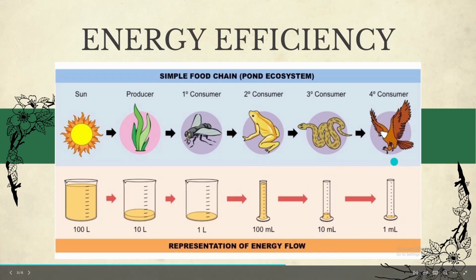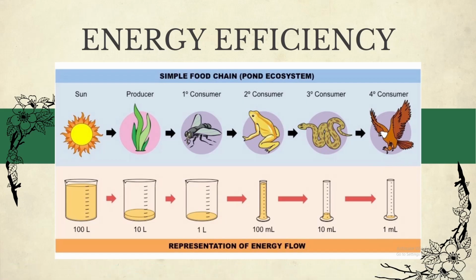So we can see that from the sun being the initial source of energy through the producer and four trophic levels of consumers, if the sun were to give 100 liters of energy, the final animal would only receive 1 milliliter of that energy, since only 10% is transferred to each succeeding trophic level.